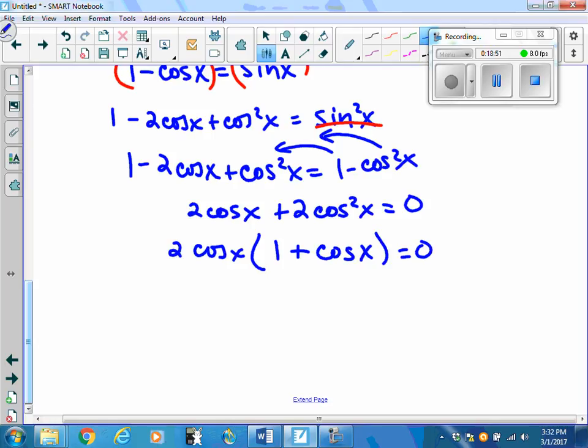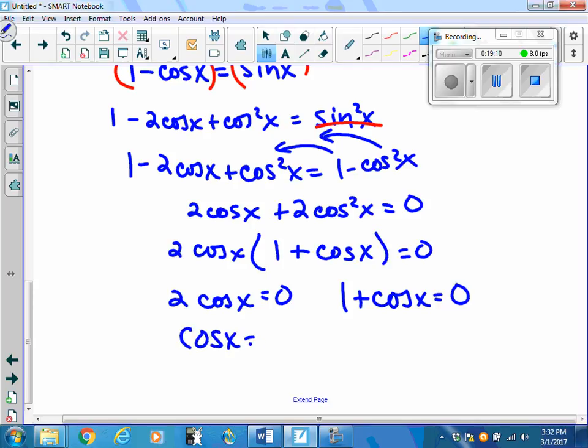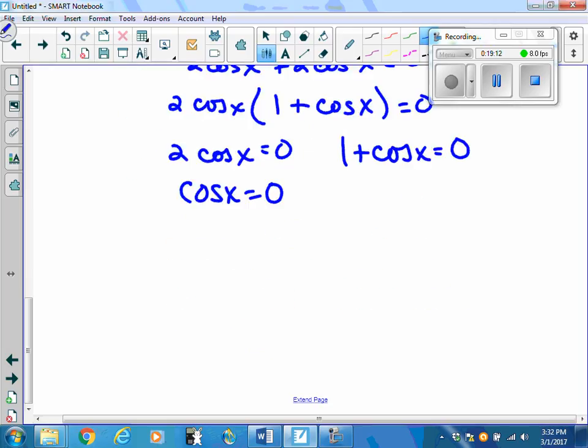Once you factor it, you're going to take each factor and set it equal to 0. So I end up with cosine x equals 0. We want to know where cosine x is 0. And that happens at pi over 2 and 3 pi over 2.